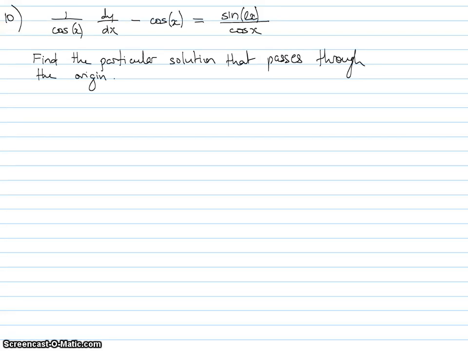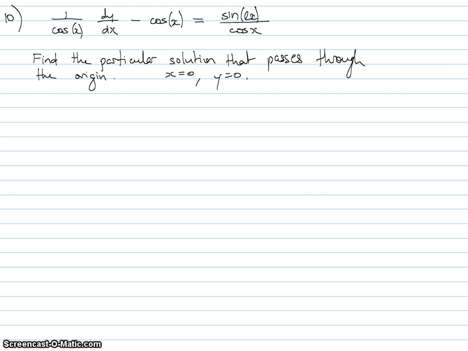Question 10 comes in three parts. The first part asks us to find the general solution to this differential equation at the top. The second part asks us to find the particular solution that will pass through the origin, or rather x equals 0, y equals 0. The third part will ask us to use our Maclaurin approximations to approximate our values for x and y. We'll get onto that soon enough. Let's take a look at this one first though.